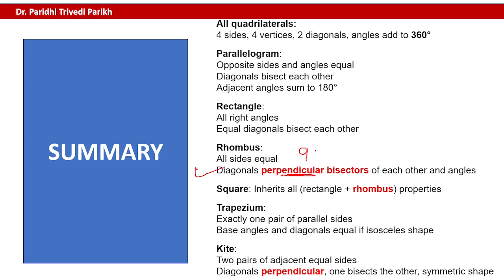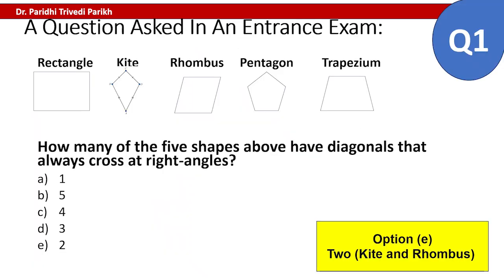Rhombus has perpendicular bisecting diagonals, meaning 90 degrees. Square has all the qualities of a rhombus, that is 90 degrees of the bisecting diagonals. Kite has perpendicular diagonals, that is 90 degrees, right? So we are very clear with the answer: rhombus, kite, that means 2. Option E, kite and rhombus have diagonals which always cross at right angles. I hope I am very clear.